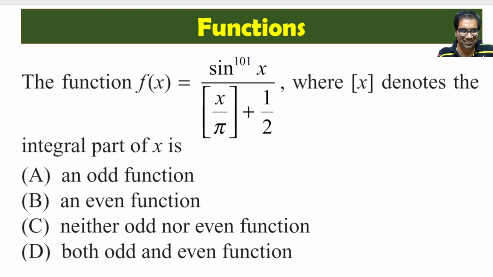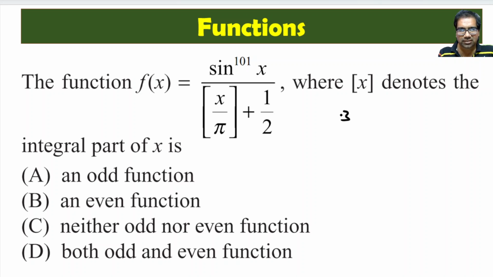Here we are given this function, sin raised to the power 101 x, divided by the greatest integer function of x by pi plus half. Now whether this function is an even function or an odd function, etc., that we have to decide. Okay, so there is a small hint here. There is a greatest integer function here. Okay, so what is greatest integer function?